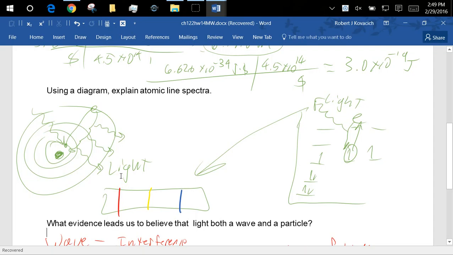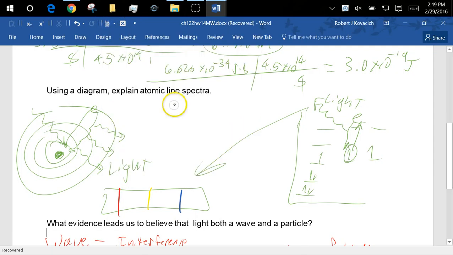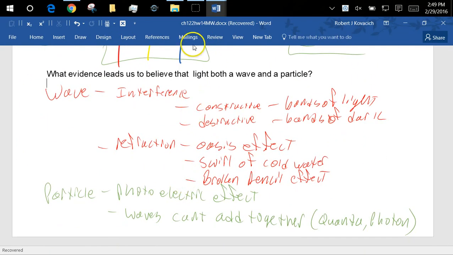And going along with the atomic line spectra, what else goes along with that? Okay. Anything else? Any more questions on this? Good to go?